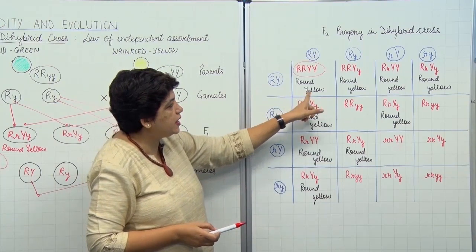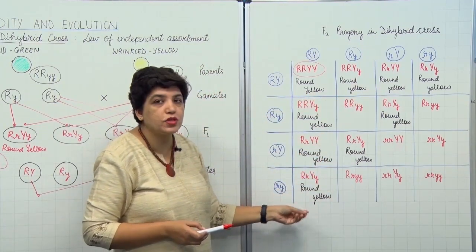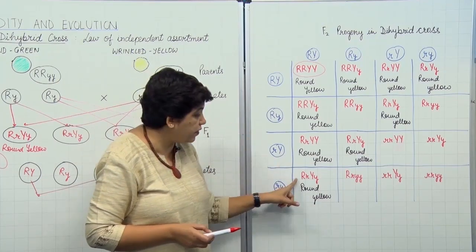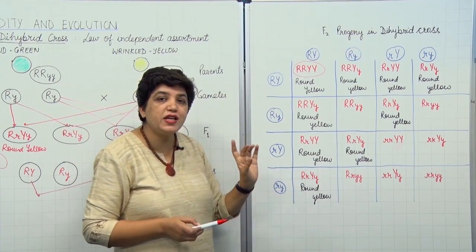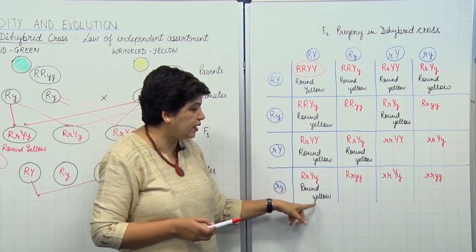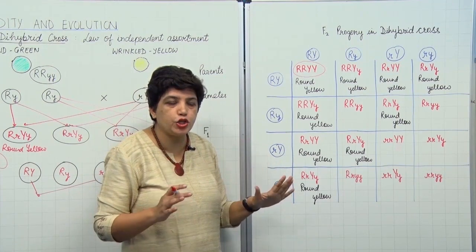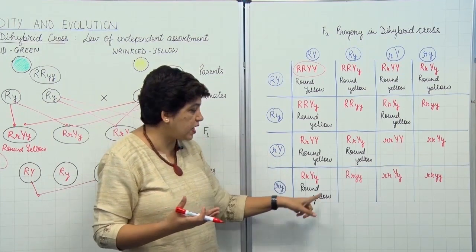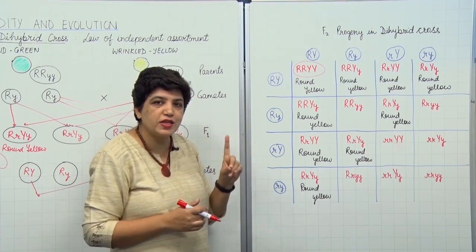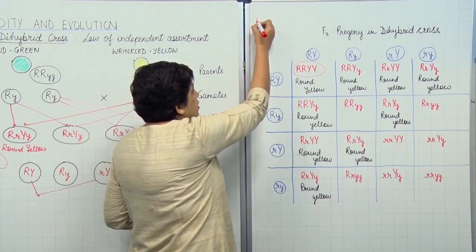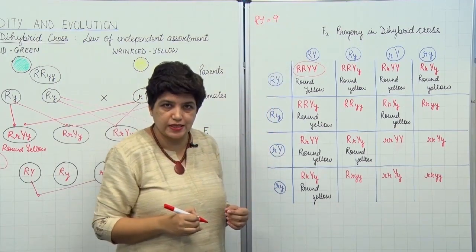Out of these 16, you'll notice 9 of them have round yellow seeds. If there is even one single capital R, the seed will be round. Even if there is one capital Y, the seed will be yellow, right? Because they are dominant genes. They'll express themselves even in the presence of recessive gene. Now, this is the first type of plant, that is round and yellow. We found them to be 9 out of 16.